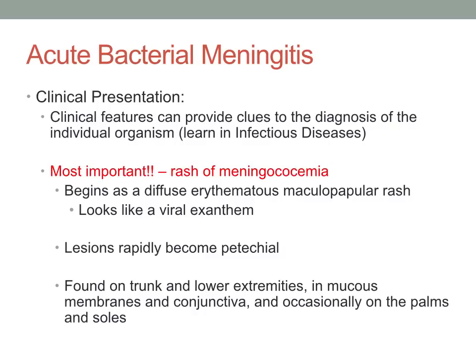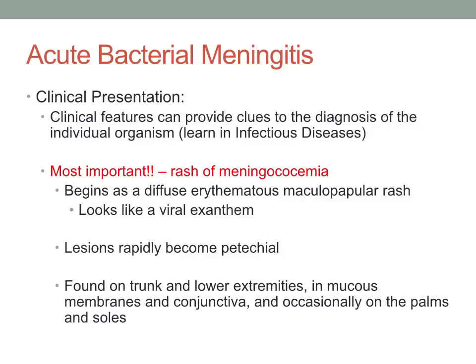But they'll change. They'll go from these little red bumps to petechial bumps, and they don't blanch. And then they're going to spread to patches, which are more like purpura as opposed to petechiae, which are little dots. These become patches of purple. And when you stick your thumb or your finger on them to see if they blanch, they don't. So it's typically found on the trunk and the lower extremities. You'll see it in the mucosal membranes and the conjunctiva, and sometimes on the palms and the soles.